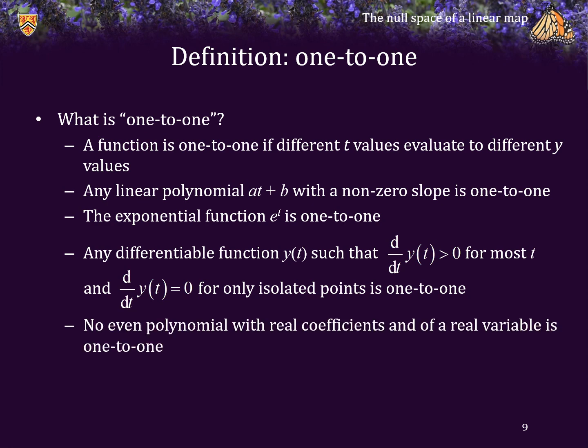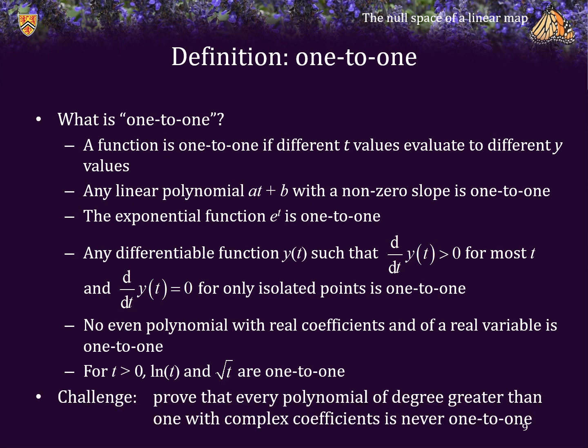No even polynomial with real coefficients of a real variable is one-to-one. Also, for t greater than 0, ln of t and the square root of t are one-to-one. Finally, a challenge for the better students in the class: prove that every complex polynomial of degree greater than one with complex coefficients is never one-to-one.